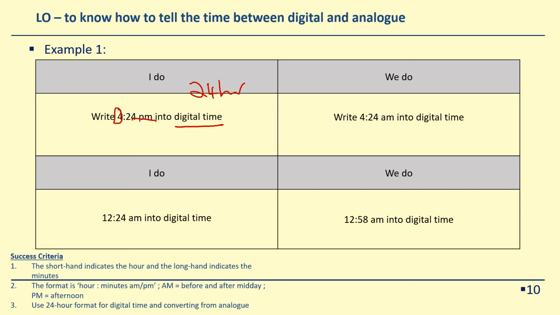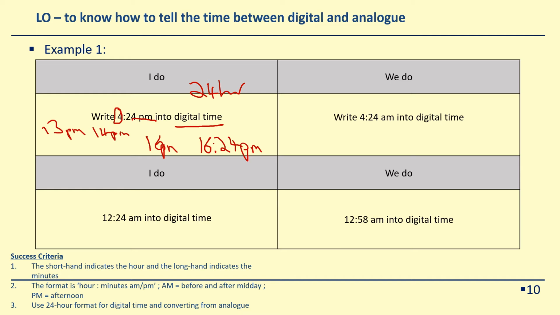We've got 12 o'clock as normal. 1 o'clock would be 13 hours, 2 o'clock would be 14, 3 o'clock 15, 4 o'clock 16. We don't need to change our minutes, so we keep those the same. So our answer would be 16:24 in digital time. All you've done is change from a clock face 12-hour clock into digital time, which is in 24.